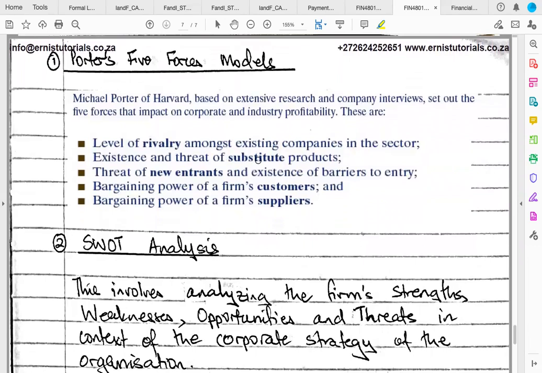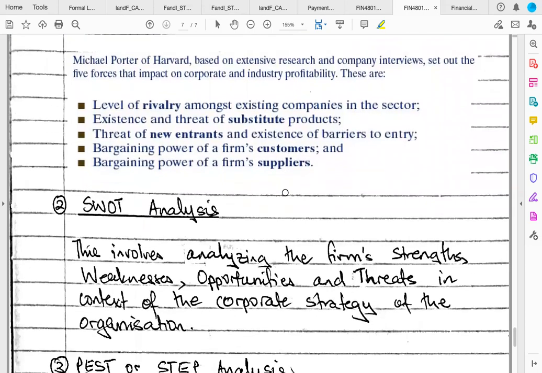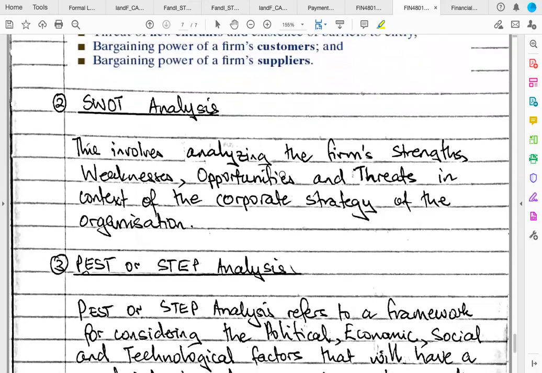Do you have rivalries? Are there any substitutes to your products, or are there threats of substitutes? Is there a threat of new entrants? What's the bargaining power of the customers, and what's the bargaining power of the suppliers?